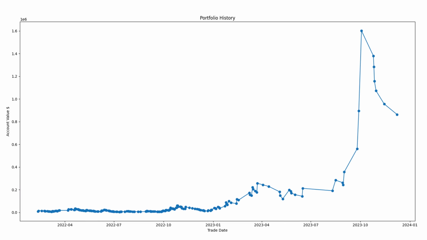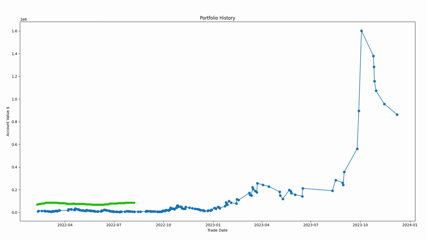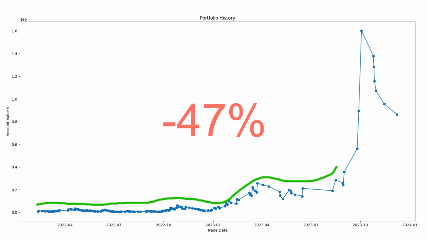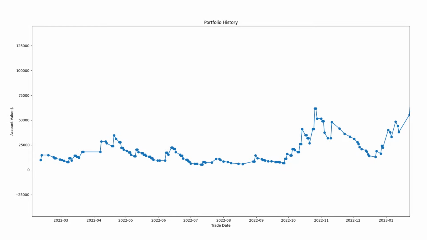And the portfolio's chart would look like this, with the lowest point at $5,316.95 and the highest point at $1,601,221.42. As you can see, the trading bot, or should I say the gambling bot, is quite volatile, and even though the lowest point was $5,500, meaning you would be down by 47%, it doesn't necessarily mean that your account wouldn't fall further down, because if we look at the chart, you could start trading here and then the bot would just make a series of bad trades, completely destroying your account.